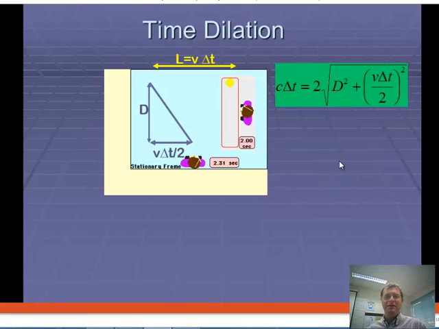So from beforehand, and now I'm going to be using a little bit of Pythagoras, I can work out that d squared plus velocity times the change in time divided by 2 squared, the square root of that is going to be the distance travelled by the light along this hypotenuse. Now I've got to multiply that by 2 because remember it has to bounce back again, and that should be equal to the speed of light times the time taken.